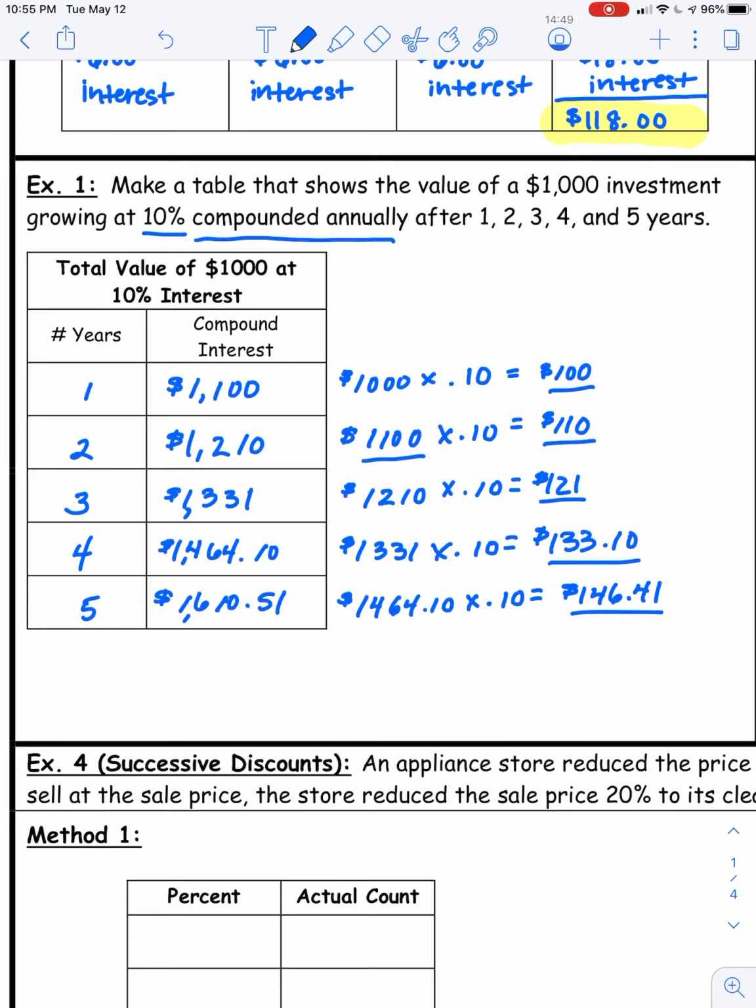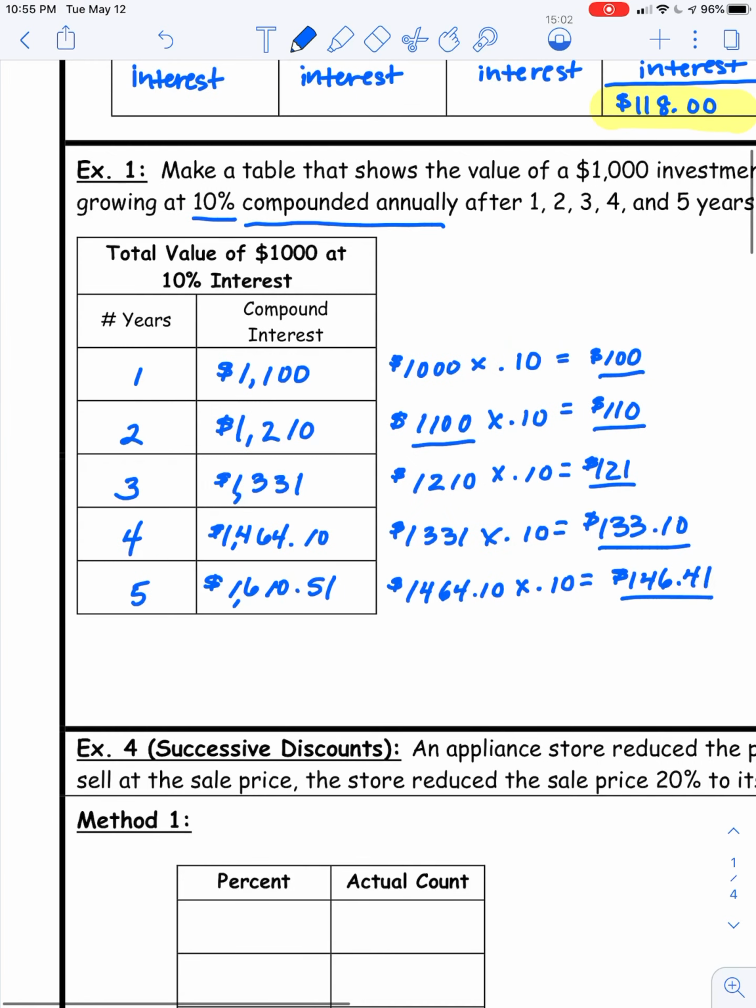Okay, so that's a pretty good bump. The difference there is a little over $500 I made in 5 years. That's not too shabby. All right, now I want to kind of show you something here. This is going to be very interesting. At the bottom, we're going to write a note here.